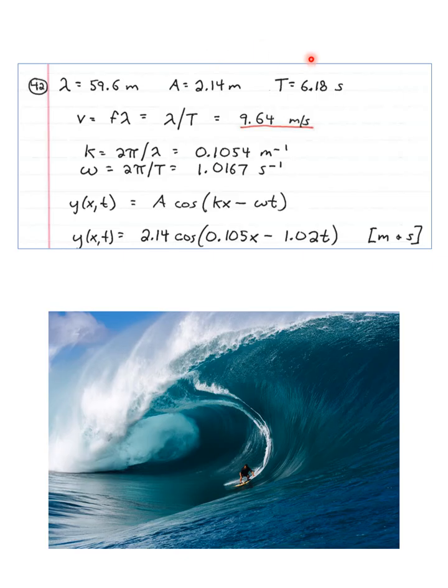Now let's look at the period. It says that going from the trough to the crest is 3.09 seconds. Now that is only half the wave. That's half the period. So double it and you get the period of 6.18 seconds. And now we are equipped to find the speed of the wave. That's frequency times wavelength, or wavelength divided by period, because remember frequency and period are reciprocals of each other. So you should get 9.64 meters per second.